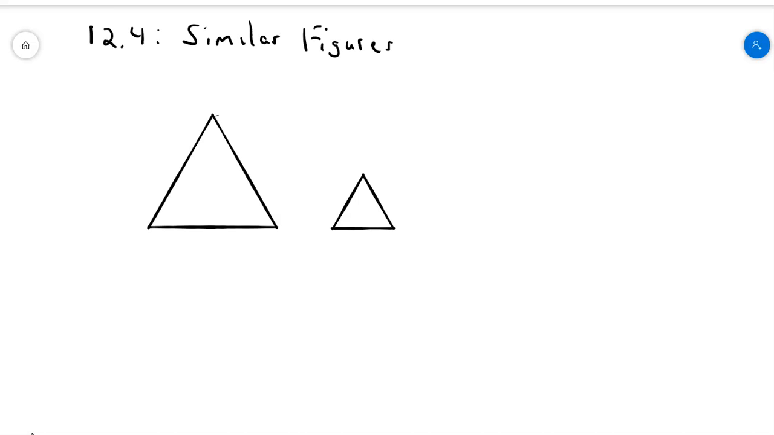But is it possible that two figures could be similar, meaning that they're related in a way, but they're not exactly the same? So suppose I got these two triangles up here. I'll call this one A, I'll call that vertex B, I'll call that one C, and then in this other triangle over here, I'll label it with a D, E, F. Okay, so these two triangles could be similar to each other.